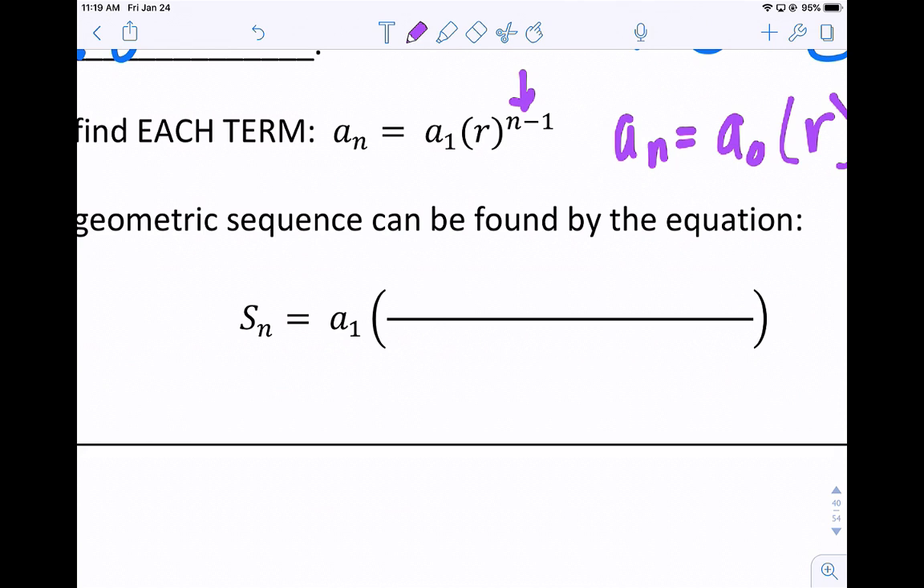If you take the first term, we have that right here, sorry. The first term right here times 1 minus the ratio to the n power, over 1 minus the ratio. So this will give you a partial sum. It'll add up any part of a geometric series that you want to use.